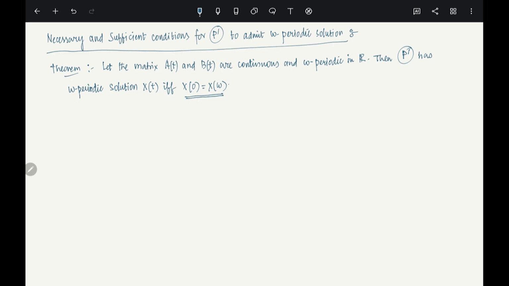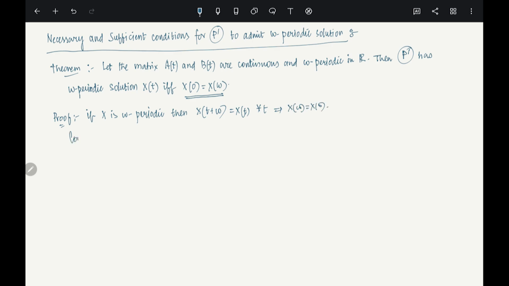If you have the system which is periodic, so A and B are W periodic, then the solution which you are going to get will be W periodic if and only if X0 equals XW. Okay, so let's look at the proof. Of course, if X is W periodic, then x of t plus w equals x of t for all t, right? So for t equals 0 also it is true, and hence x of w equals x of 0. So that's just trivial, right?